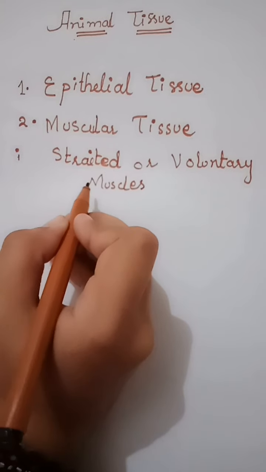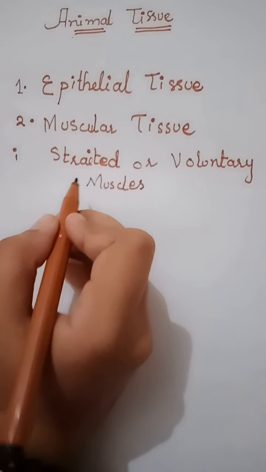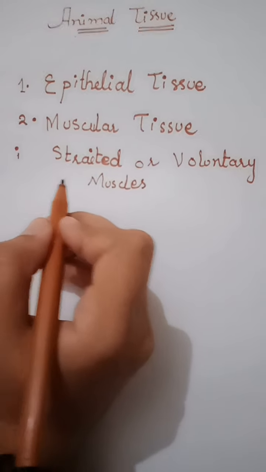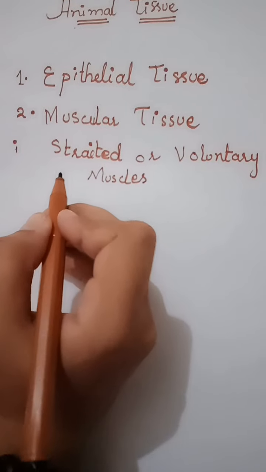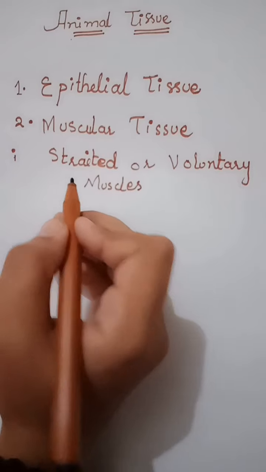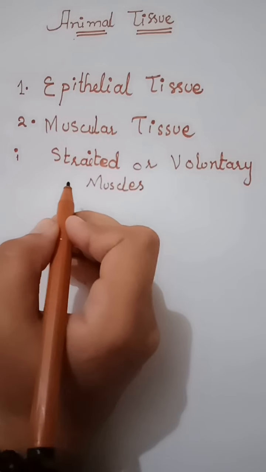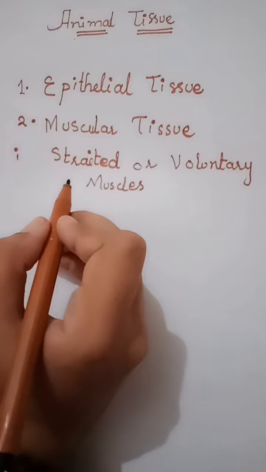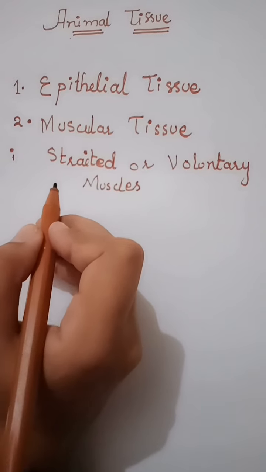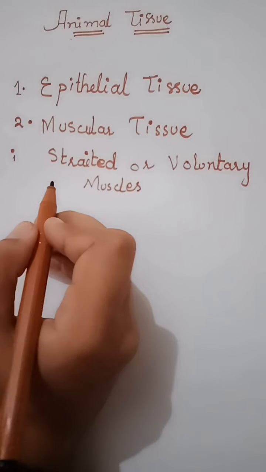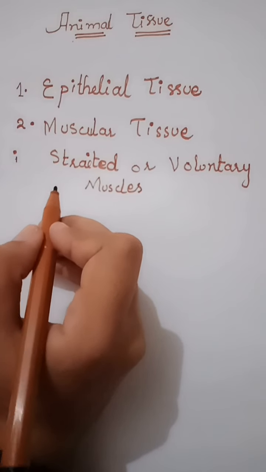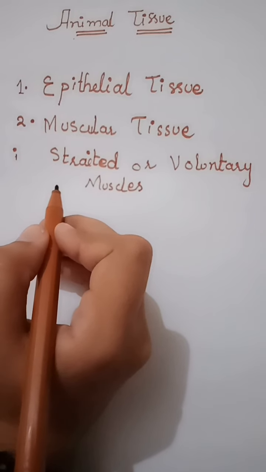Each fiber is long and cylindrical in shape and contains many nuclei. The distinguishing feature of the striated muscle tissue is the presence of dark and light bands. Due to the presence of these striations, they are known as striated muscles. The tissue is also called voluntary muscle because the movement of these muscle tissues is under the control of our will. This type of muscle tissue is found in our legs, arms, hands and shoulders etc.